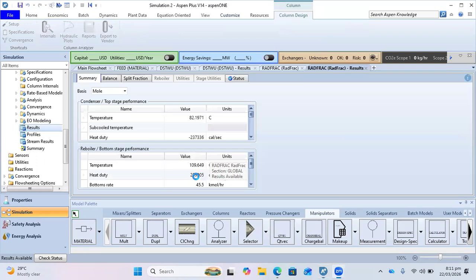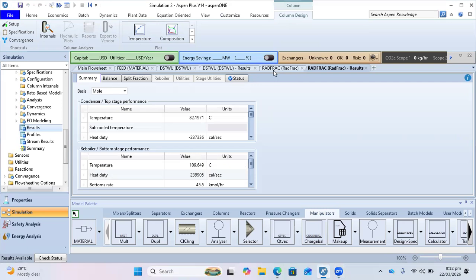Hello. Yes, please. Can you use all the values you've gotten as results from the DSTWU? Please come in again. The results you've gotten from your DSTWU. Yes, you can use some of those values as your input for your RadFrac. So the DSTWU helps you know where to start from to achieve your separation. Sometimes you may need to vary the values just slightly, or tweak some things here and there to get the exact separation you're looking for. But then usually the values will be very, very close to each other.